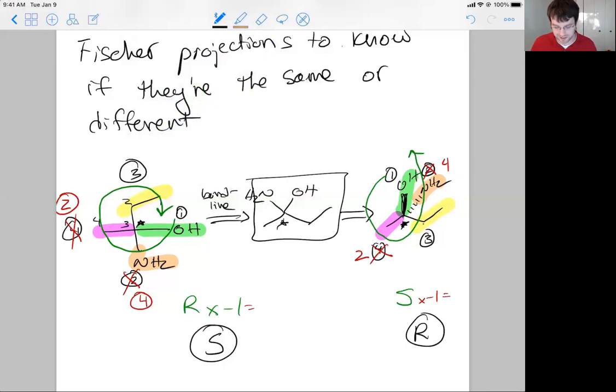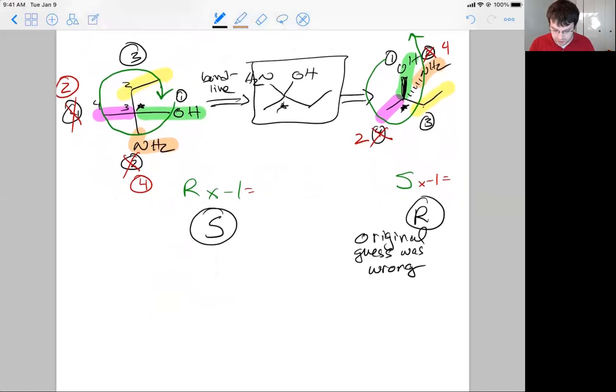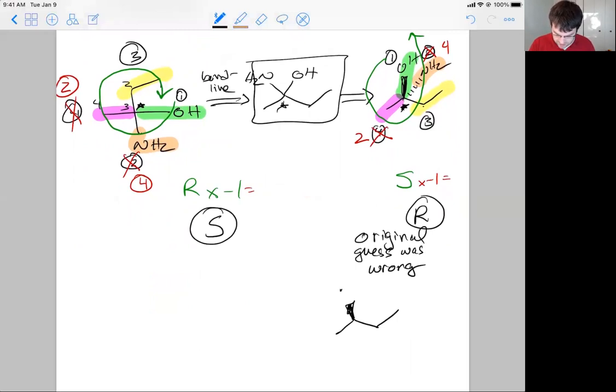Flip something around. What I'm saying is that our original guess was wrong. That's no big deal because all we have to do is draw another bond line structure and flip something around. Let's make the NH2 a wedge and then have the OH a dash. If I do that, I flip it from R to S. All right, let's prove that to ourselves.